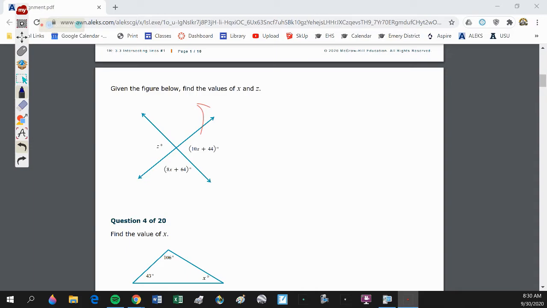All right, everybody watch this. I know some of you are working ahead, but part of this is a little bit confusing. What do I know here? Right, I know that z is equivalent to 10x plus 44. And likewise, I know that this would be 8x plus 64. So one way to do it, don't write this down.